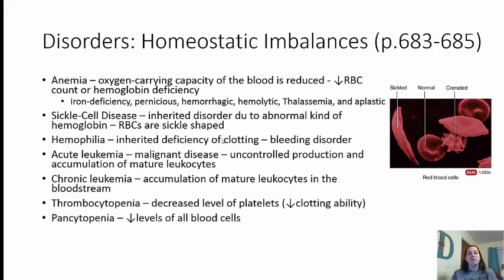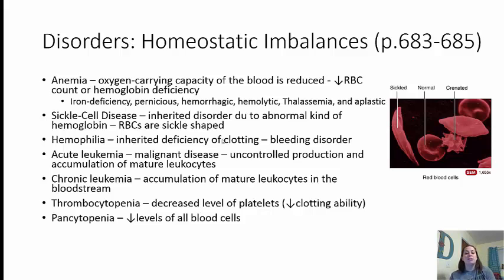We also see there's different types of leukemia. We see acute leukemia. This is more of a malignant disease. Acute leukemia comes on fast and it spreads fast. This is uncontrolled production and accumulation of mature leukocytes. On the other hand, we have what we call chronic leukemia. Chronic leukemia is an accumulation of mature leukocytes in the bloodstream, and this happens slowly over time. Okay, so this could be over years before the leukemia is actually detected and can become a problem.